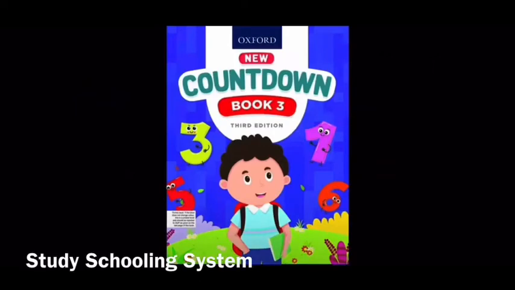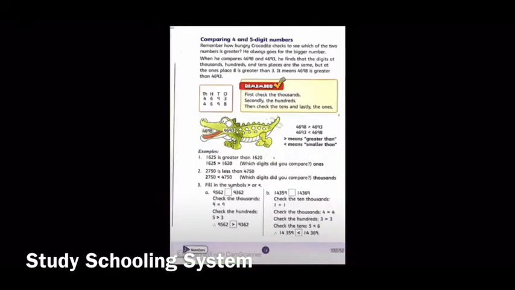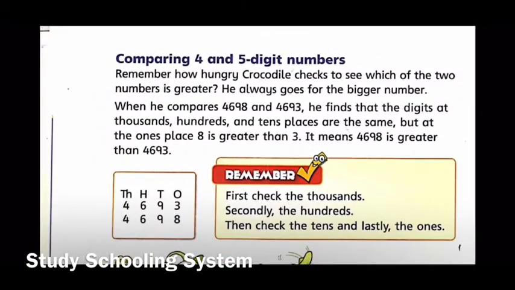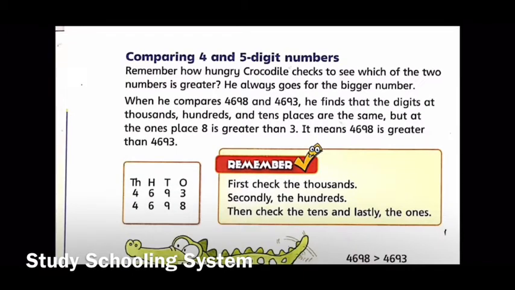Open your books to page number 18. On page number 18 we have a new topic, comparing 4 and 5 digit numbers. Remember how hungry crocodile checks to see which of the two numbers is greater? He always goes for the bigger number. When he compares 4698 and 4693, he finds that the digit at thousands, hundreds and tens places are the same, but at the ones place 8 is greater than 3. It means 4698 is greater than 4693.